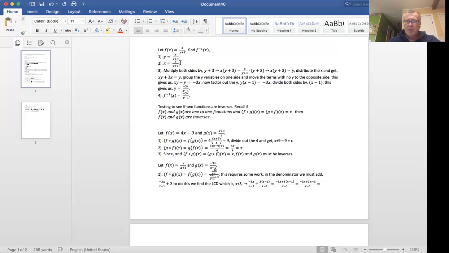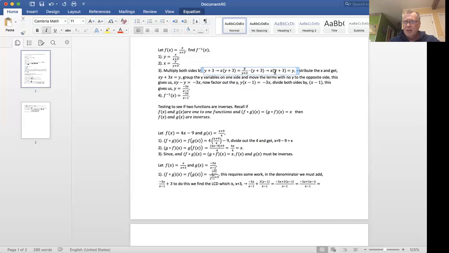We switch out the x and y's. This gives us x equals y over y plus 3. Now we're going to multiply both sides by y plus 3. I need to break this fraction up. So that gives us x times the quantity y plus 3 equals y over y plus 3 times the y plus 3. The y plus 3's cancel on this side, giving us just y left here.